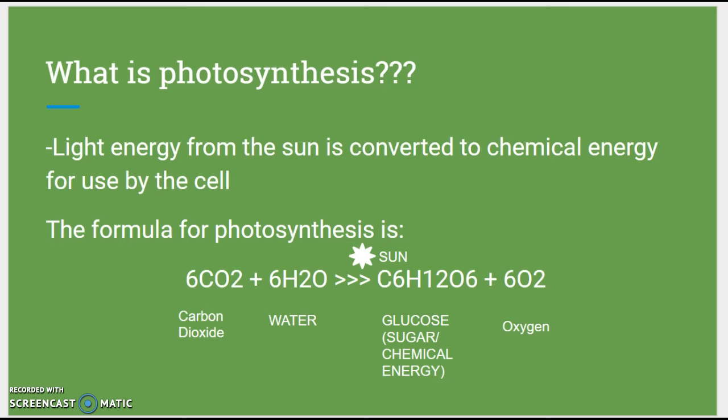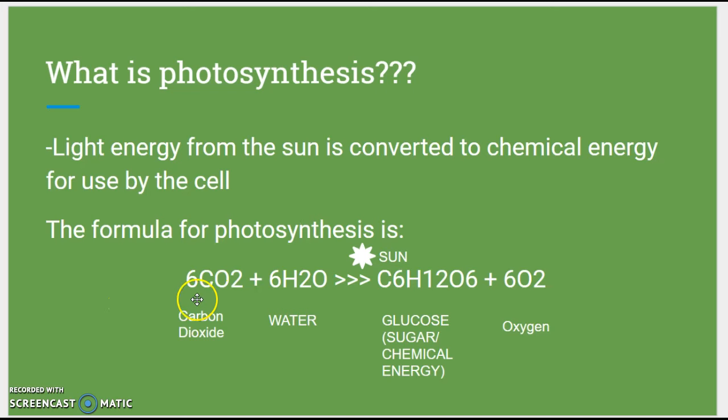If you remember, we talked about glucose being a carbohydrate. So that's a review from macromolecules. So once again, in photosynthesis, you're converting light energy from the sun to chemical energy, which is a sugar, for use by the cell. Now, below you can see the formula for photosynthesis right here.